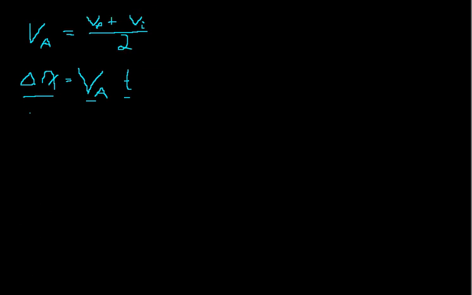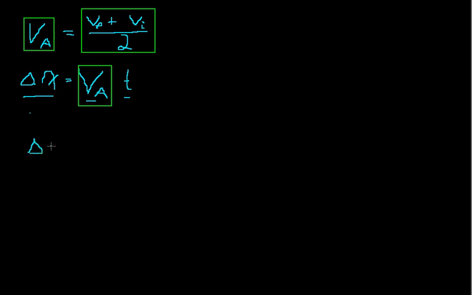Let me use a different color actually. So if we take this right here and plug it in for va, then what we end up with is that delta x is equal to va, so it's vf plus vi over 2, then all that times t. Hopefully that makes sense.